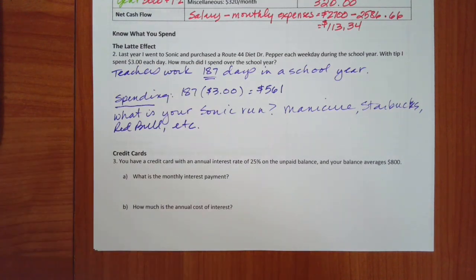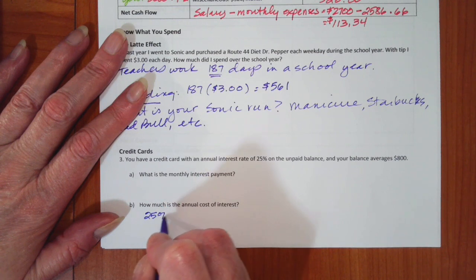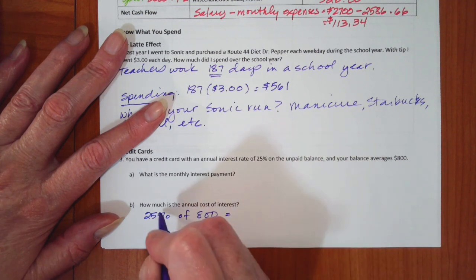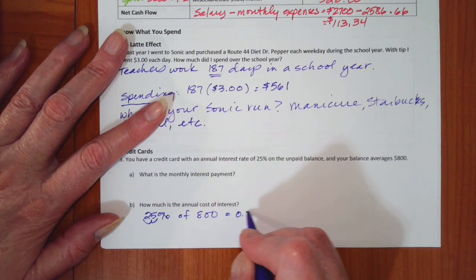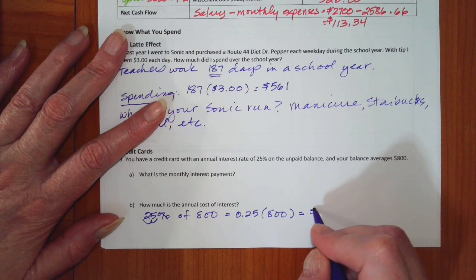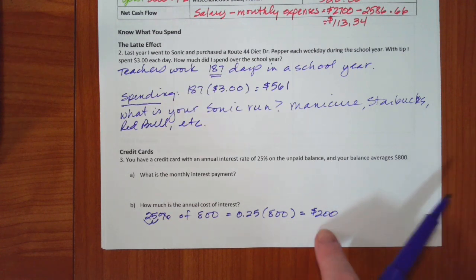Let's do the annual one first. The annual cost of interest is 25% of $800. Of course, we know to convert this to a decimal, so that's 0.25 times 800, which gives us $200. So if you maintain a balance of $800 on a credit card at the rate of 25%, which is not unusual, then that's costing you $200 a month. I'm sorry, $200 a year.